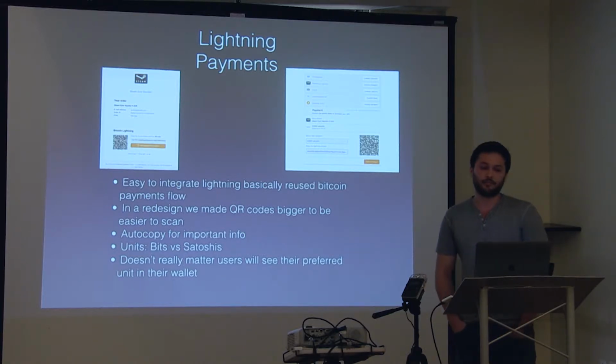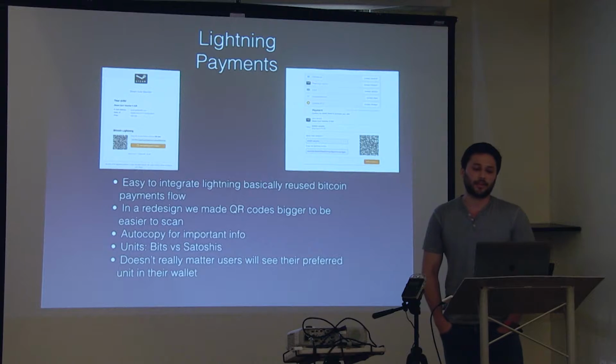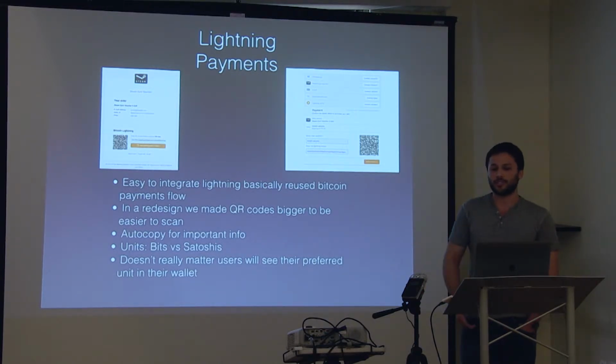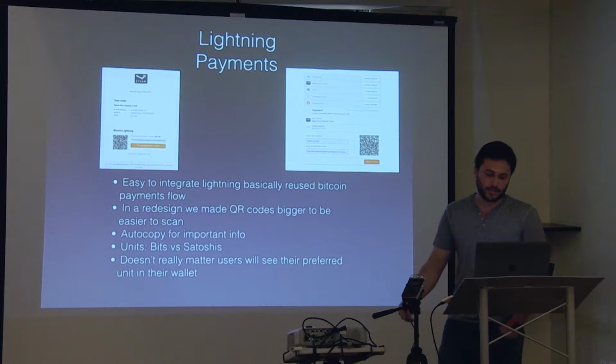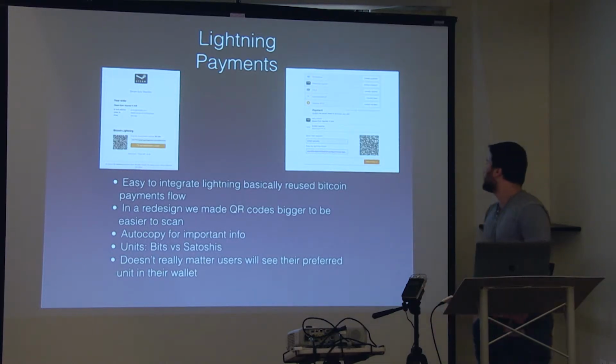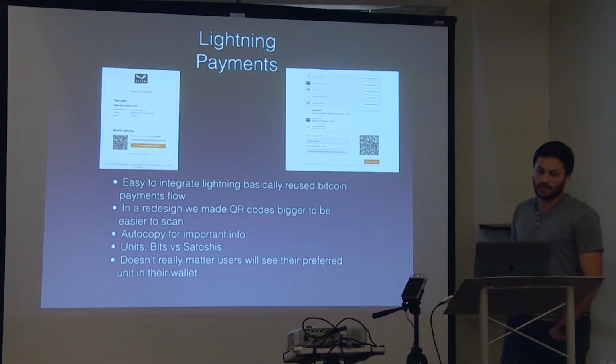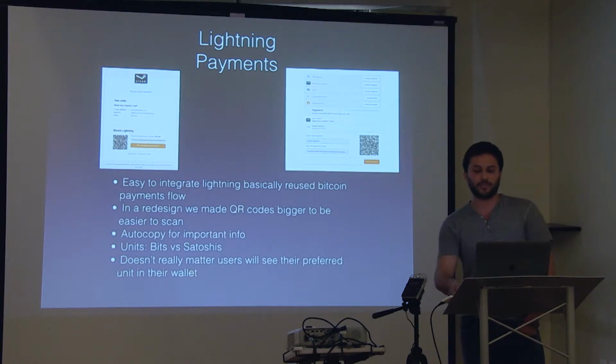Initially, I used bits. That wasn't really a popular unit. It doesn't really matter what unit you use on the front end. Mostly, if the user scans the invoice, they'll see the units in their preferred configurable config. But we switched, and I redesigned it to use Satoshis. It's kind of blurry to see on this screen, but we switched to Satoshis and made the QR code bigger for users to scan.